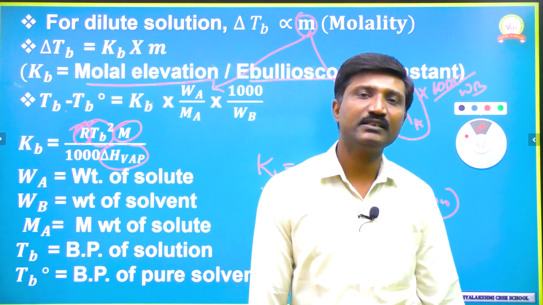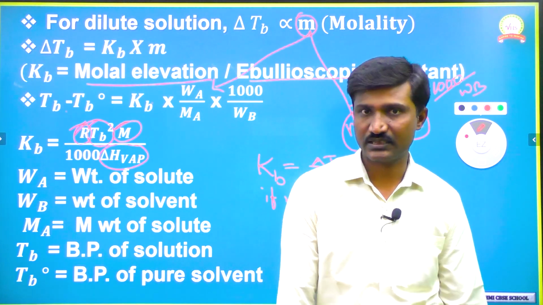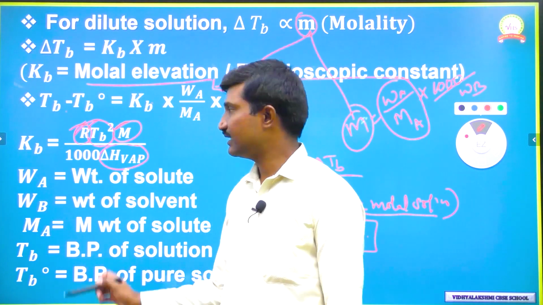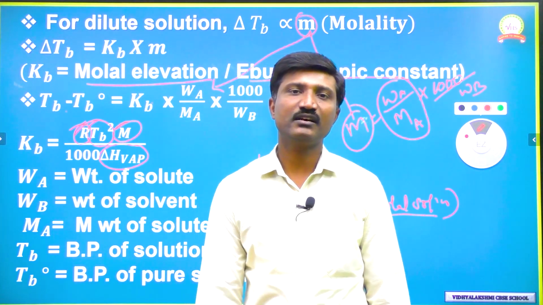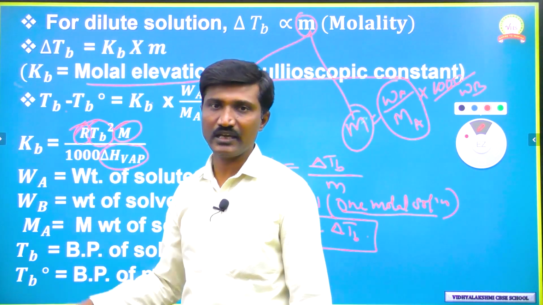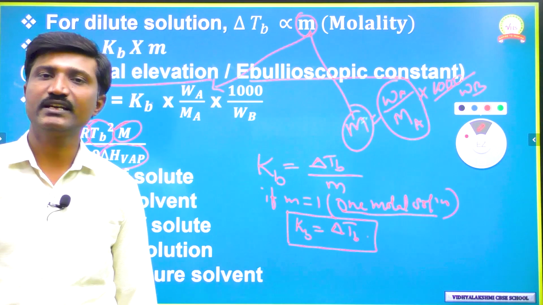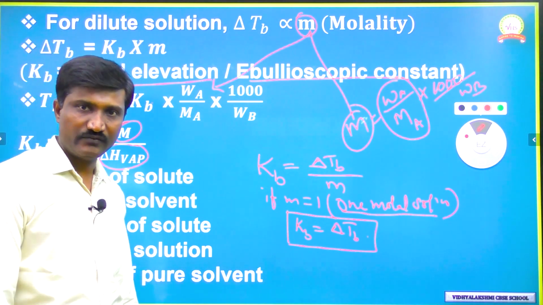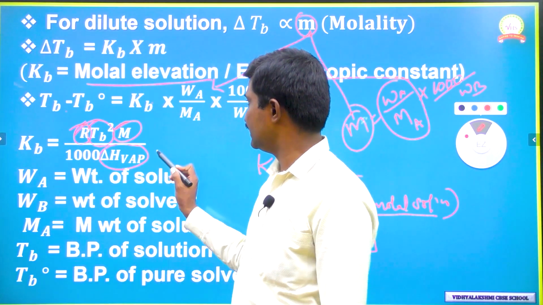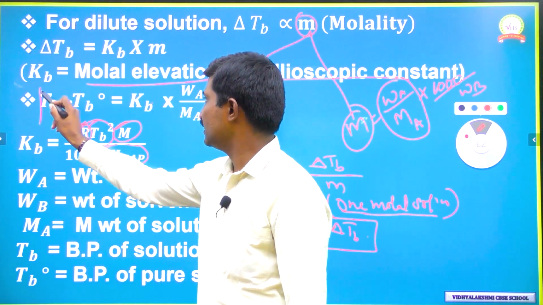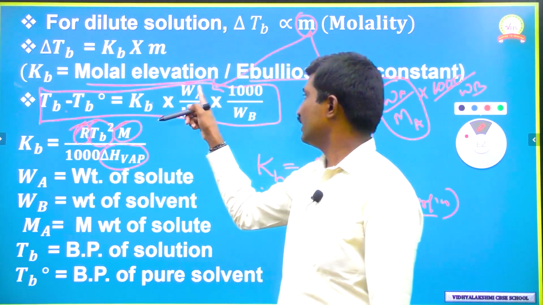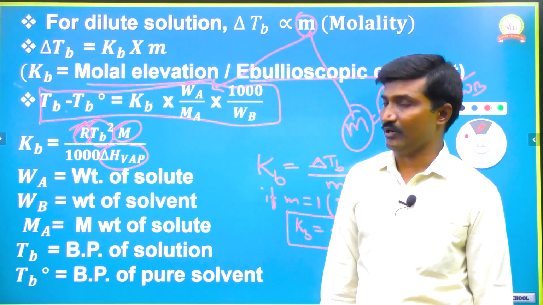Here Kb depends on the nature of the solvent. If the solvent changes, then Kb changes, because M is the molar mass of the solvent. When the solvent changes, the molar mass changes, so Kb also changes automatically. So Kb depends only on the nature of the solvent. Now once again, looking at this equation, delta Tb is equal to Kb into W by Ma into 1000 by Wb.